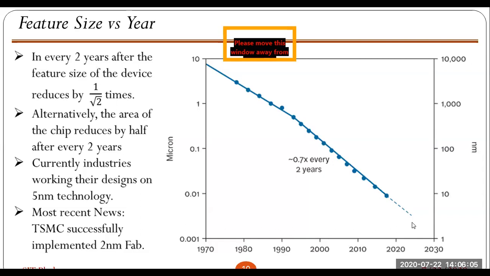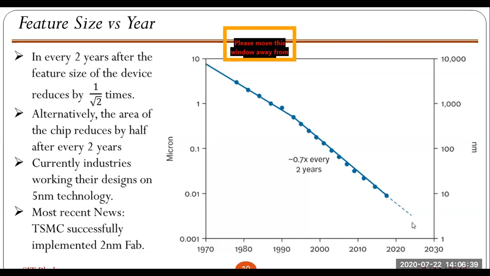So a transistor has length and width. If you scale each by 1 by root 2, then we can put that transistor in that half size. Yes or not? Because 1 by root 2 into 1 by root 2 is equal to half, or not? Yes, sir. So that's why from technology to technology, the scaling factor is 1 by root 2. It's not half.